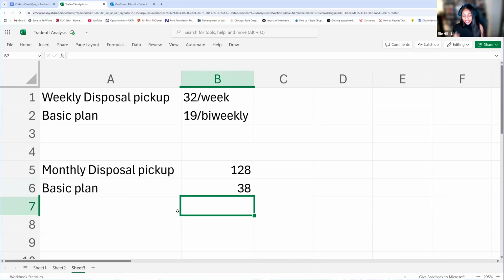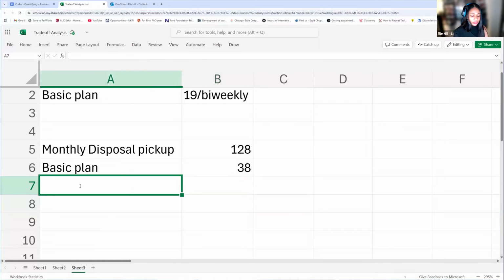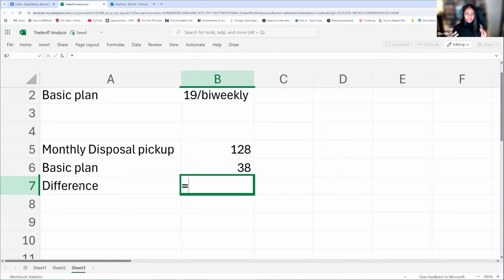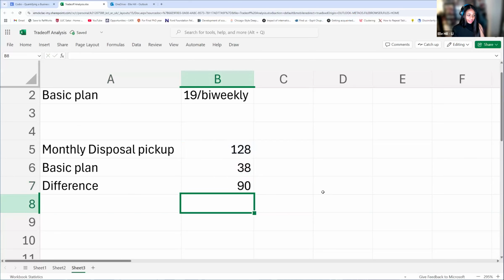Now, we have this both in month. What you could do is, if we want to see the difference here, let's just calculate the difference. So if I want to find the difference in the two prices, notice I could just type in the numbers, but let's say I'm feeling lazy. I'd rather just click the numbers here. So I'm going to click on the cell that has the number. I want to do 128 minus 38. And then it's going to tell me that is 90. So I have right now $90 of saving per month.